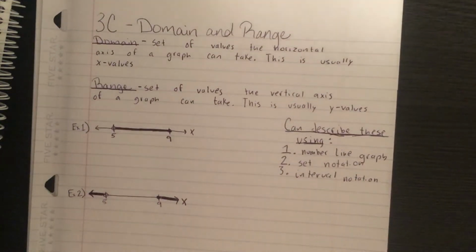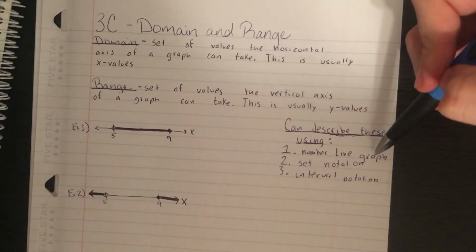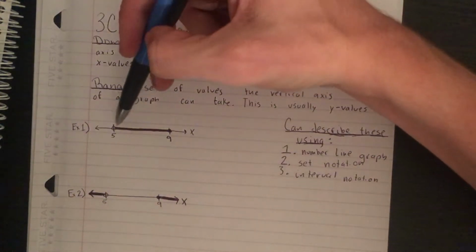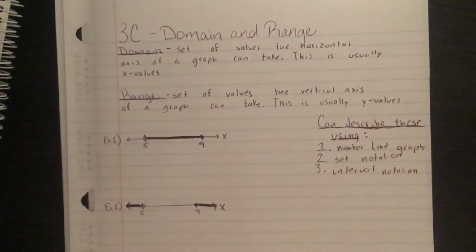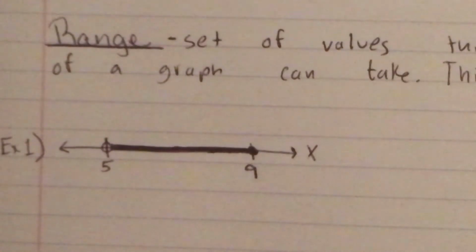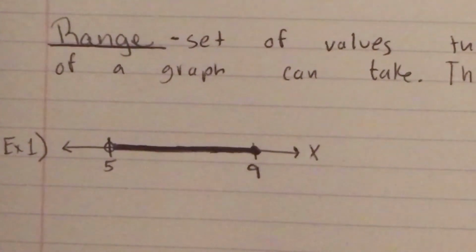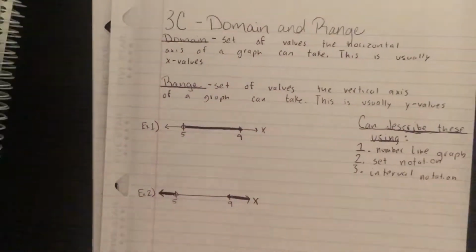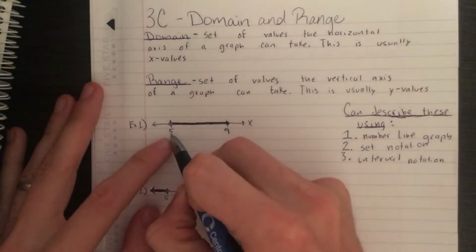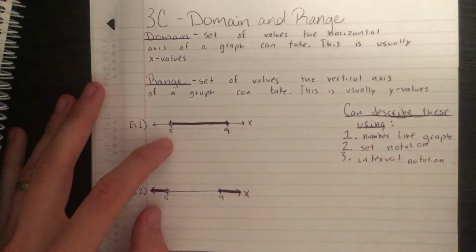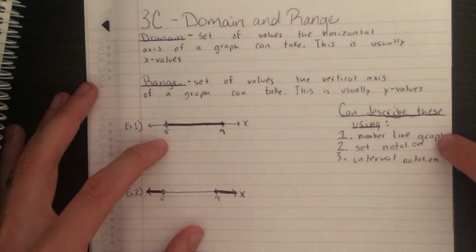So we're going to talk about 3 ways that you can describe domain and range of something. So with that, the first thing that you have is a number line. So this number line right here, this is for x values here. This is an open dot. Let me zoom in so you all can see that open dot on 5. And it's a closed dot on 9. So basically what this says is that the value of 5 is not included, the value of 9 is included. So a number line graph is one way to do that.